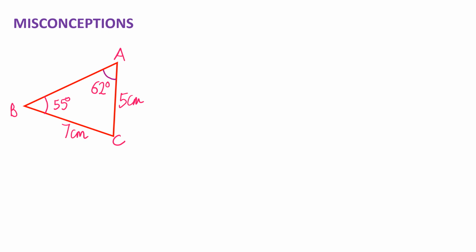Right. So in this slide here, I'm going to address some misconceptions. That means not applying the formula correctly. Supposing I'm given the triangle, okay, with two sides given, AC to be 5 centimeter, BC to be 7 centimeter, angle BAC to be 62, and angle ABC to be 55. All right, we're going to look at two student solutions.